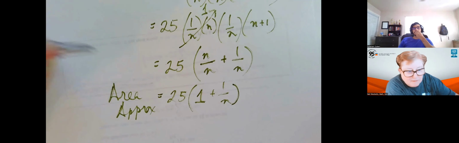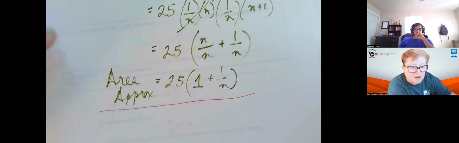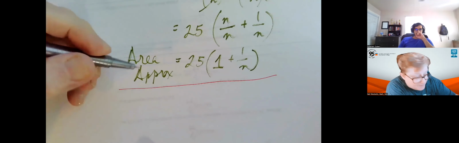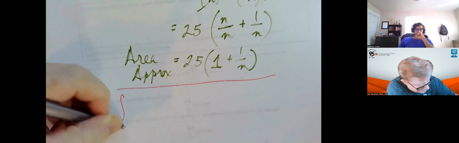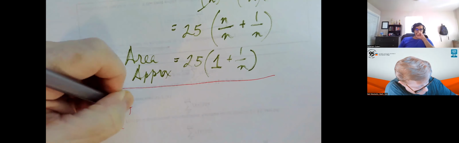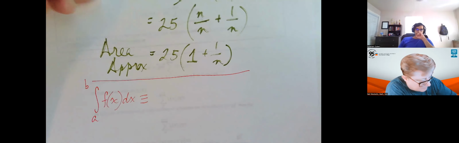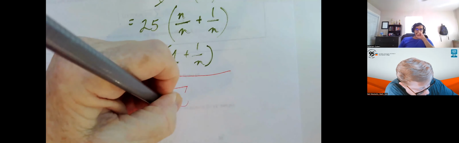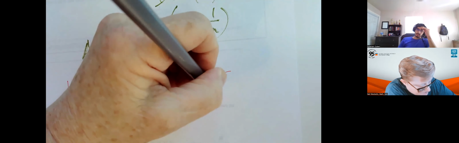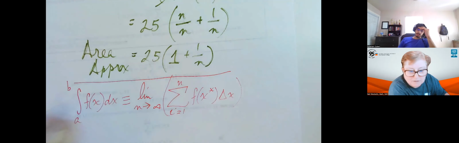But now, these pens last about 30 minutes and then they die. Now, I don't want the approximation, I want the exact value. So the exact value is called the integral from a to b of f of x dx. That is defined to be the limit as n goes to infinity of the sum as i goes from 1 to n of f of x star delta x.